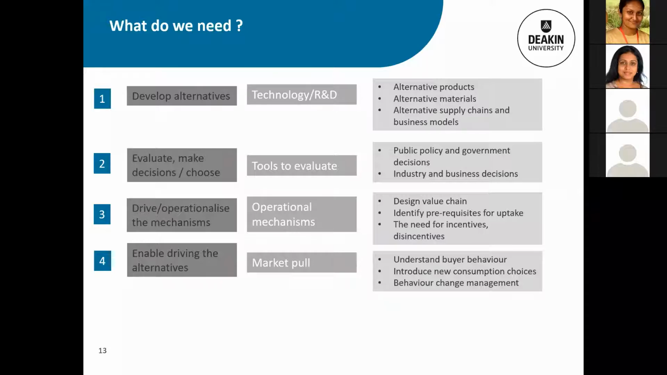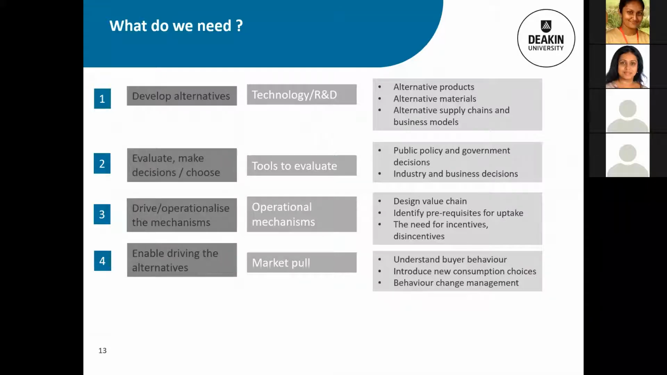And thirdly, we want people to uptake them, or we want organizations to implement them. So implementation will require designing new value chains, and then creating reasons to uptake, which sometimes would involve incentives and disincentives to move into a new model.